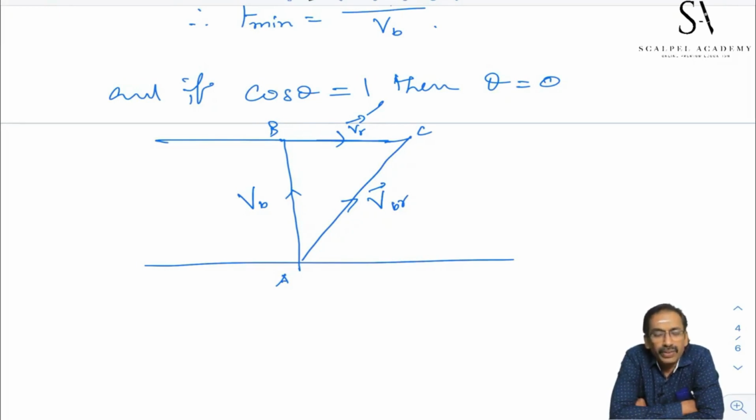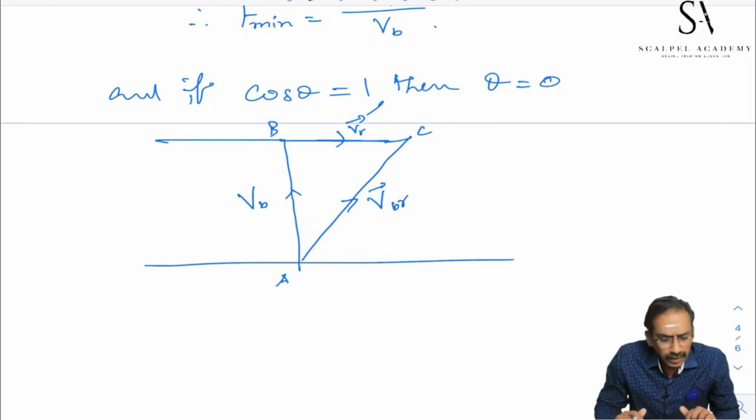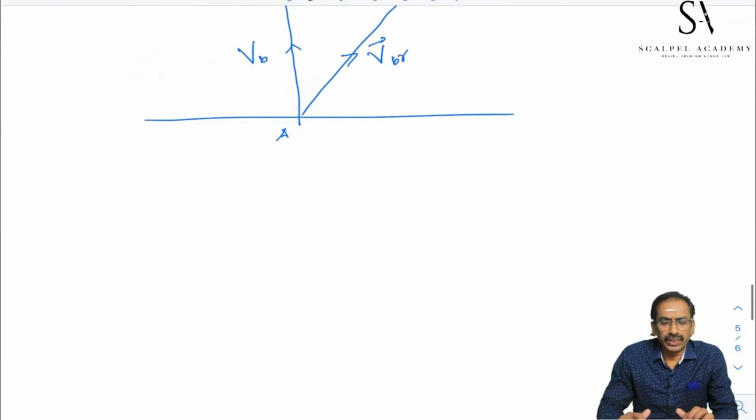Student, I hope that you have enjoyed a lot with the river boat problem and the rain umbrella problem. A little bit you have learned about the relative velocity concept. Let us learn more problems in relative motion, at the end of the session, or during revision also we can learn more problems. Now let us pass on to circular motion.